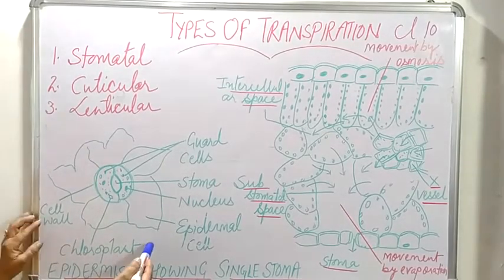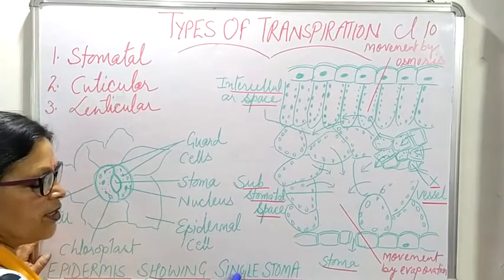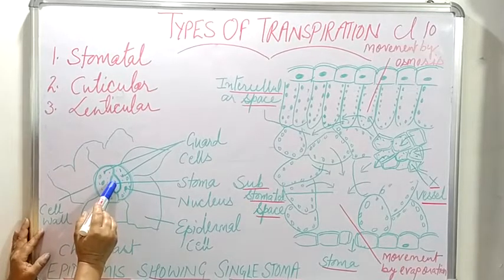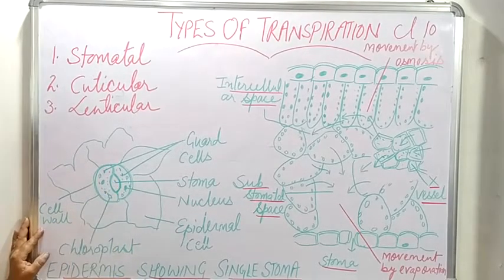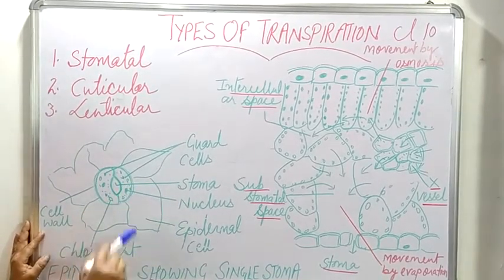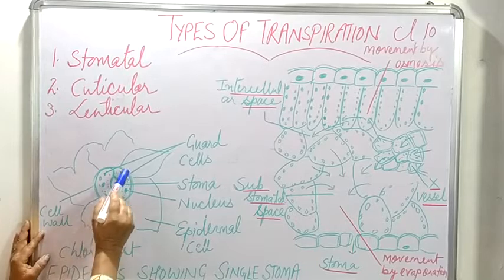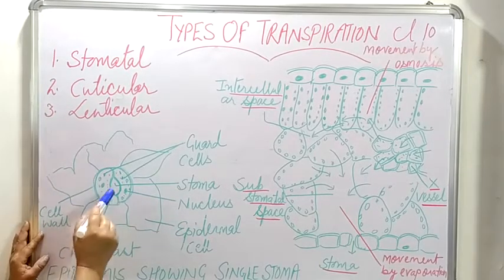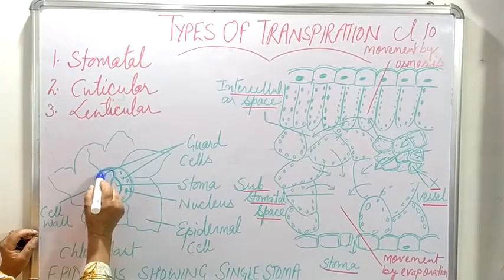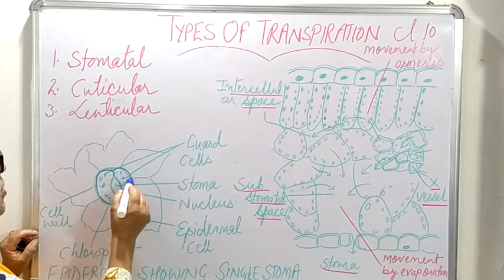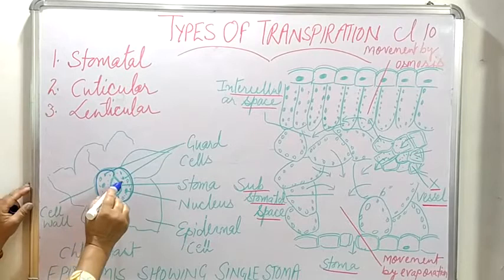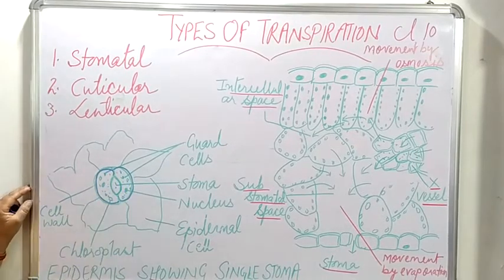Now, if we see the structure of a single stoma, each stoma, this is the stoma. Stoma means the aperture, the pore through which gaseous exchange will take place as well as through which transpiration will take place. So, a single stoma is surrounded by two guard cells. These are two guard cells. This is one guard cell and this is another guard cell, and in between is the stoma. These two guard cells are bean shaped.